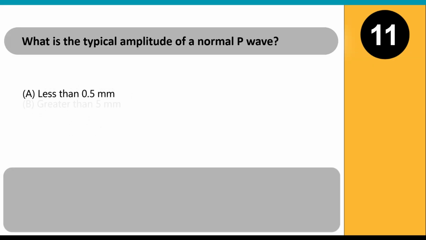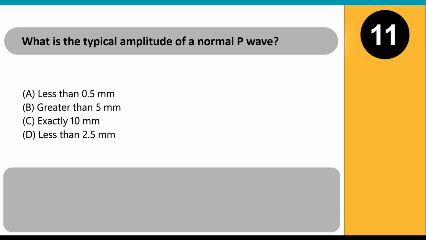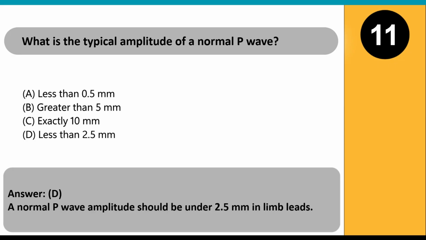What is the typical amplitude of a normal P wave? A. Less than 0.5 mm. B. Greater than 5 mm. C. Exactly 10 mm. D. Less than 2.5 mm. Answer D. A normal P wave amplitude should be under 2.5 mm in limb leads.